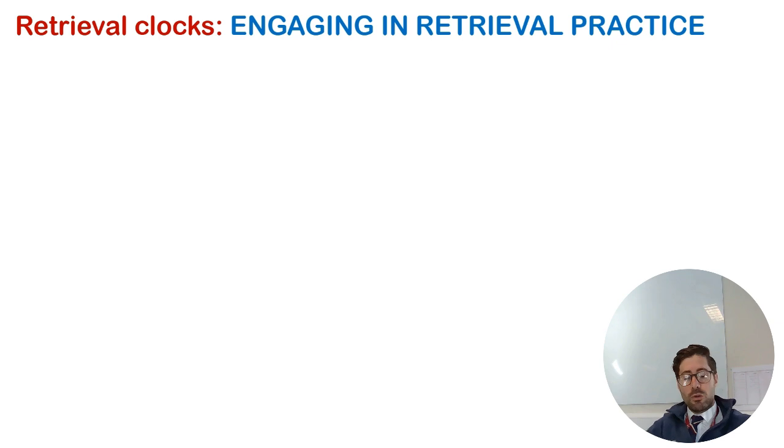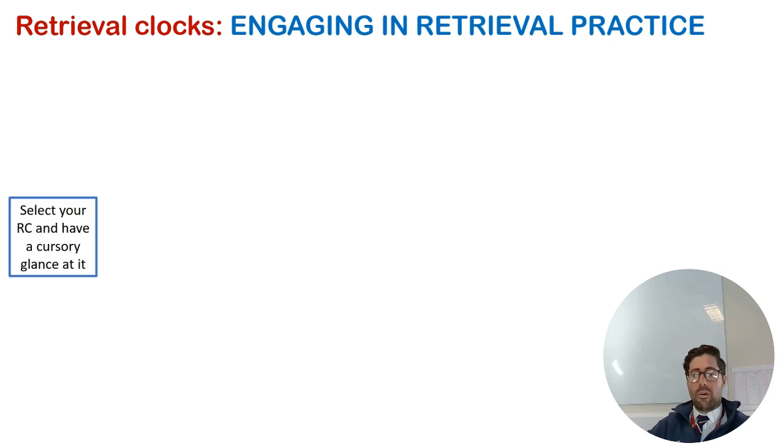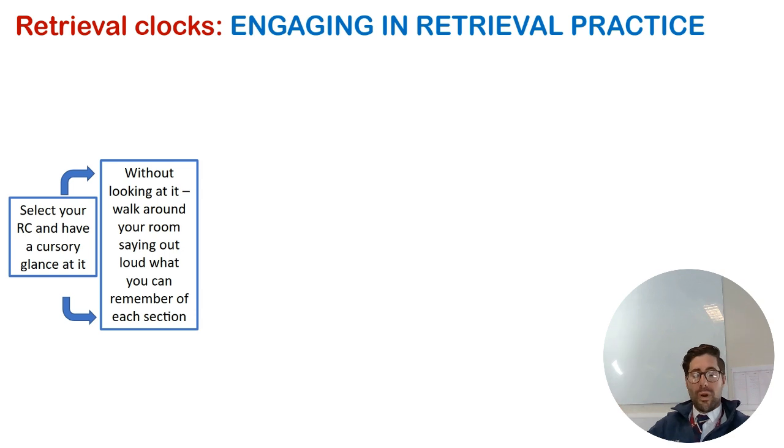Now, how do you actually use a retrieval clock? The process is very similar to mind maps. Step one, get your retrieval clock, have a quick cursory glance at it to refresh your memory, then put it face down. Walk around your room without looking at that retrieval clock, and you say out loud what you can remember for each section. Saying it out loud is critical because it avoids the illusion of fluency. If you're just going to do it in your head, that's not a good use of time. It's easy to fool yourself that you know it. You've got to say it out loud.